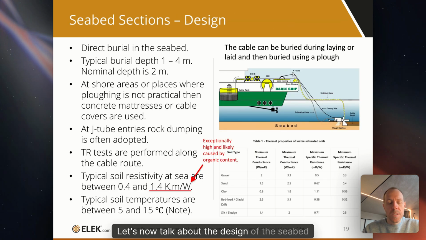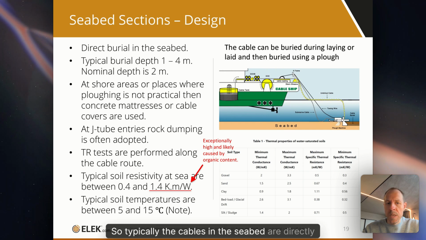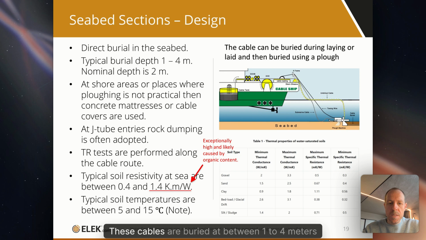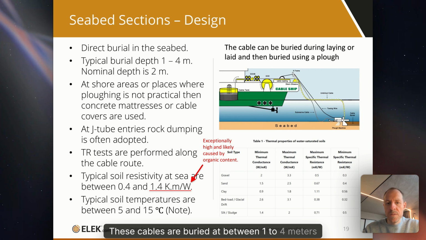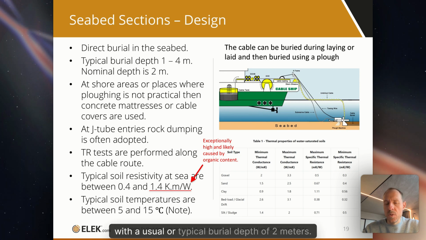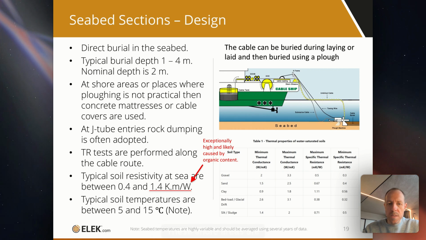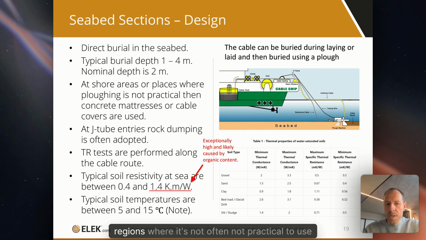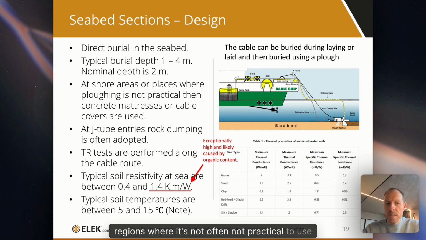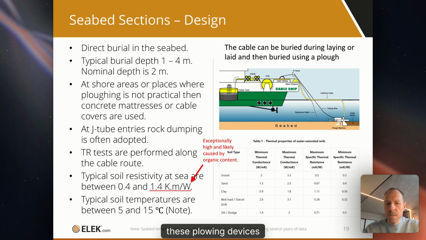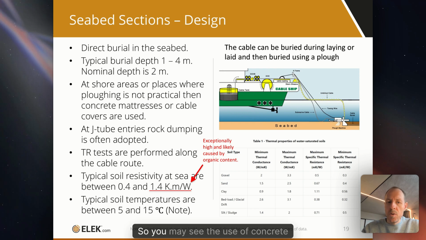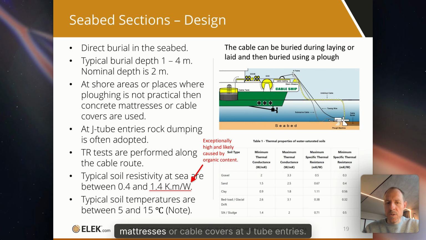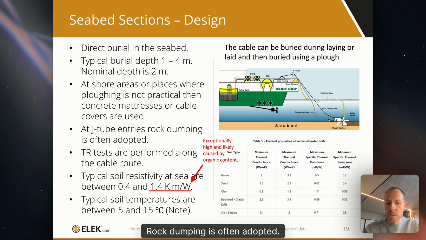Let's now talk about the design of the seabed sections. So typically the cables in the seabed are directly buried. These cables are buried at between 1 to 4 meters, with a typical burial depth of 2 meters. The shore areas are difficult regions where it's often not practical to use these ploughing devices to pull the cables. So you may see the use of concrete mattresses or cable covers. At J-tube entries, rock dumping is often adopted.